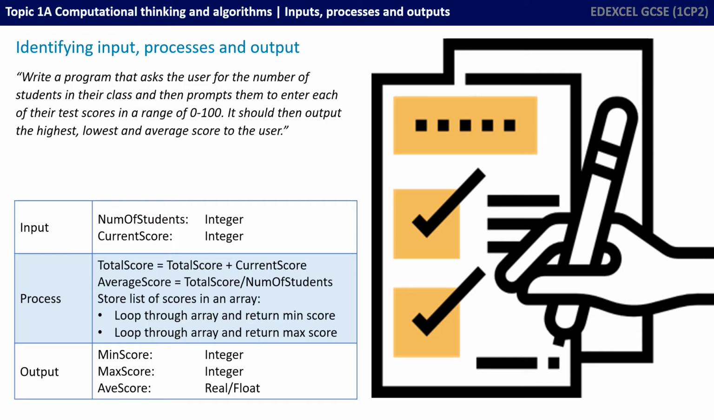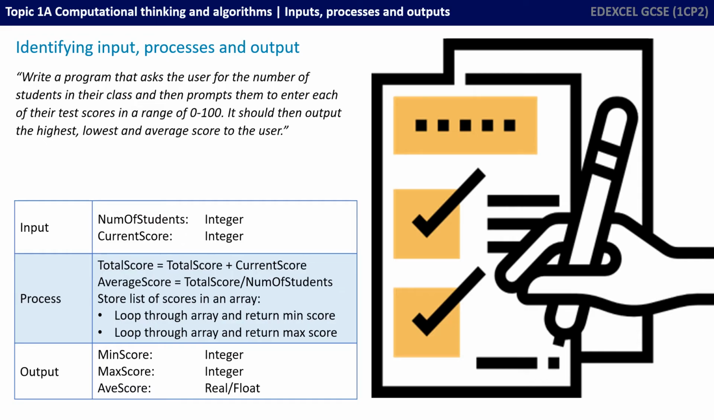Okay, so how did you do? Obviously, they're going to need to input the number of students. So if there's 5 students, we need to be asking for 5 test scores, so that number needs to be input. We also need to be inputting the current score, so we're going to ask X number of times for a score, and each time that goes in, we're going to need to store that in a current score.